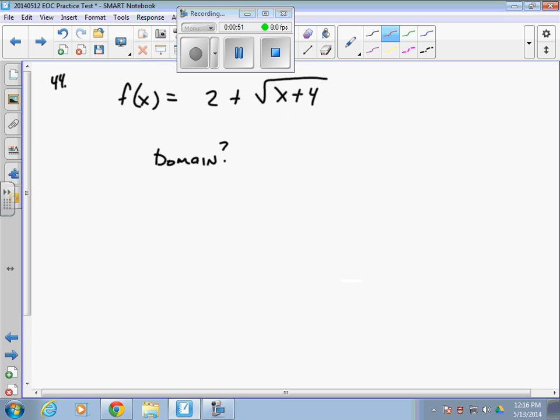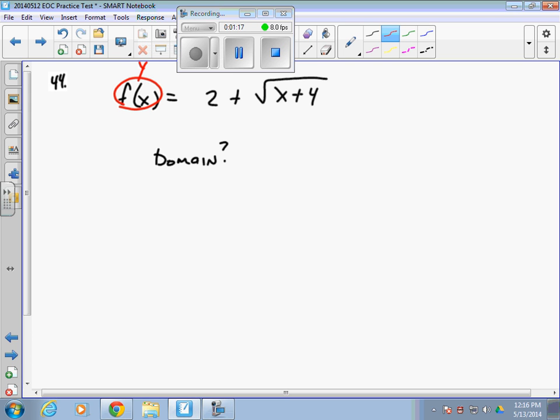43 asks you for the domain. It says f of x equals 2 plus the square root of x plus 4. Remember, domain is your x values. And anytime you see something that says f of x, that just means y. So y equals 2 plus the square root of x plus 4. So your domain is any x value that you can plug in to give you an output value that'll give you what you need.